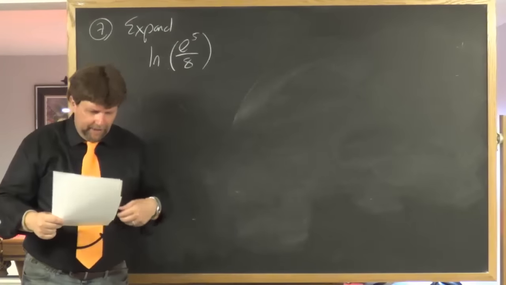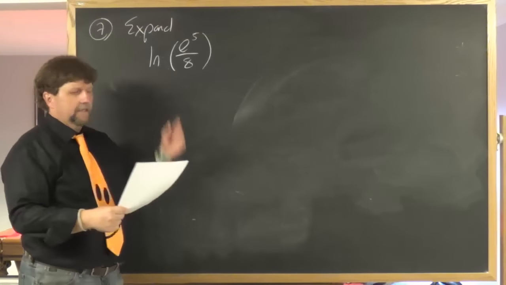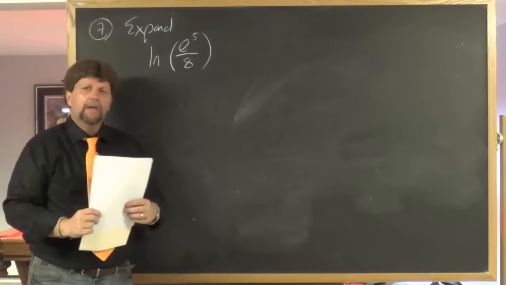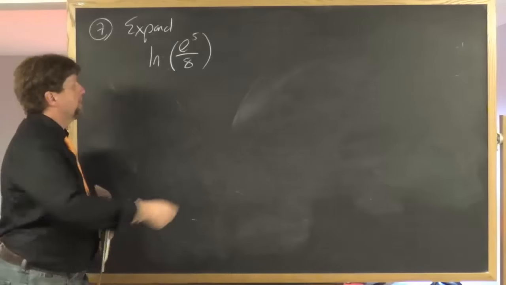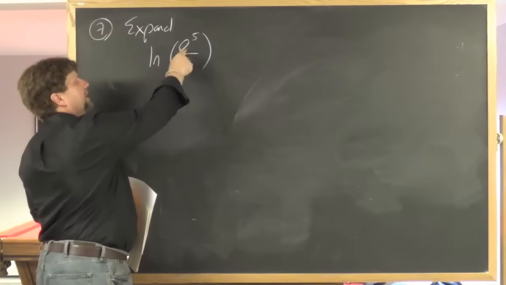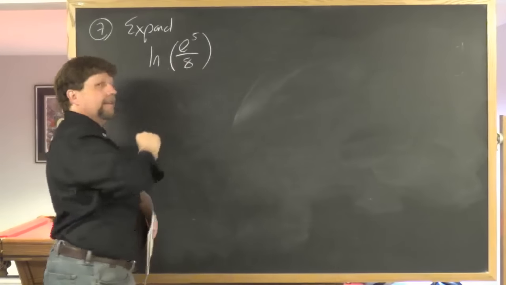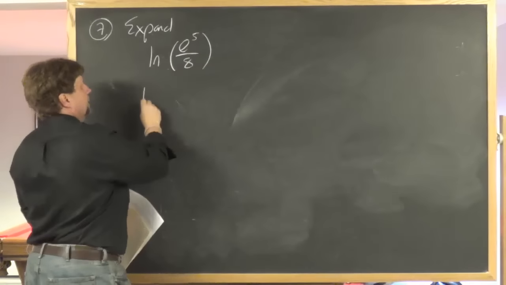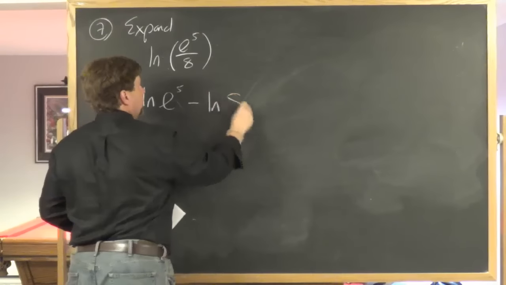All right, hey, here in number 7, I asked you to use the properties of logarithms to expand this expression as much as possible. So this is making sure we know all of our properties and laws of logarithms. When you have the natural log of e to the 5th over 8, there's a law of logarithms that says you can rewrite this as a subtraction. So that'd be natural log of e to the 5th minus the natural log of 8.